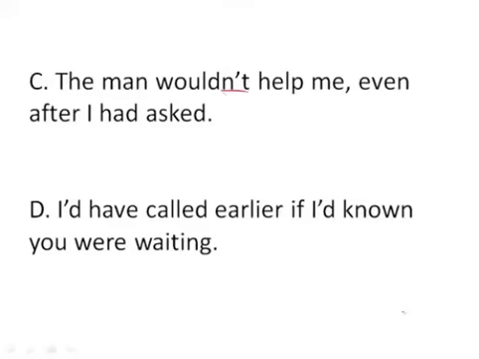In D, I'd have called earlier if I'd known you were waiting. This sounds kind of slangy, and that's because of the double abbreviation. But there's a little bit more complexity going on here. First off, we talk about where we have this construction, which is the would have, with possibly intervening words in between. I would have basically done something.